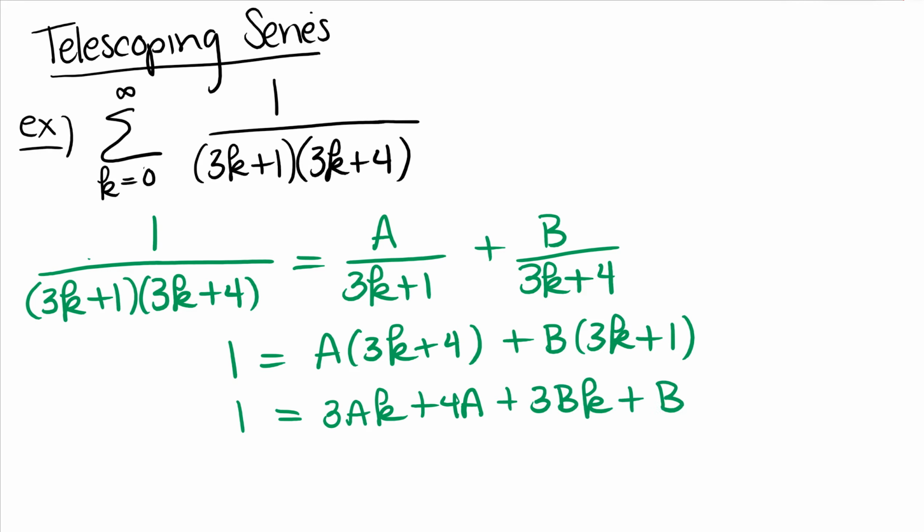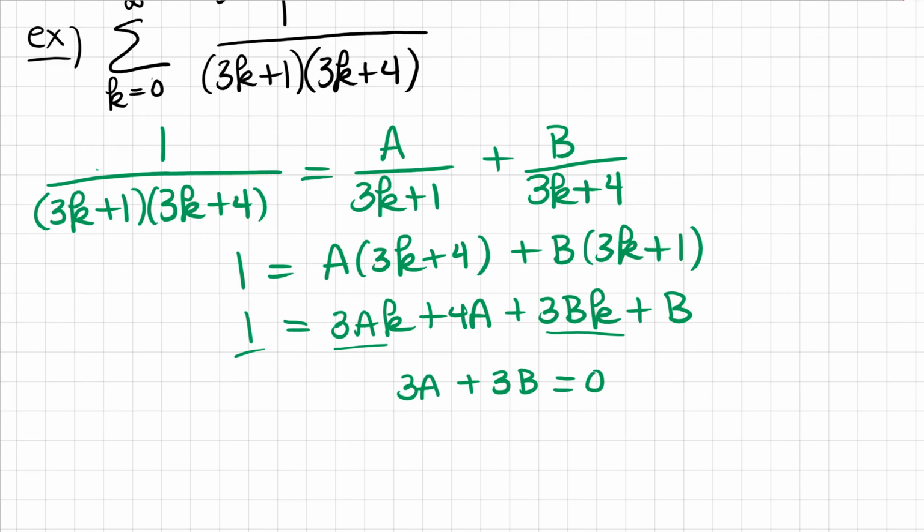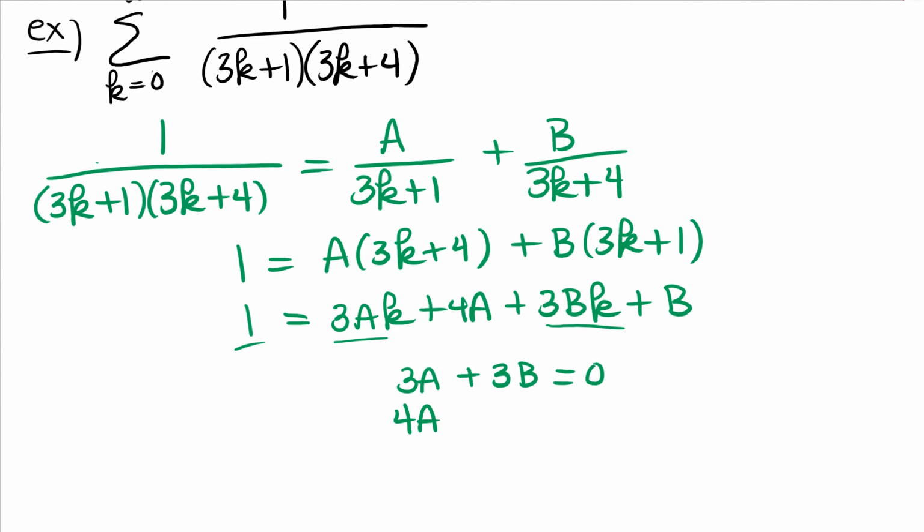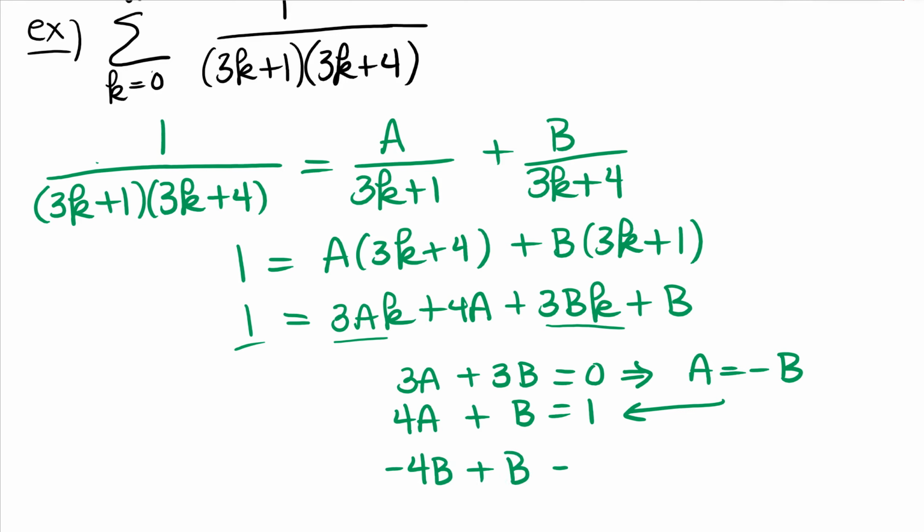Plus 3Bk plus B. And so if I add up the k's, this looks like 3A plus 3B must be 0, because I don't have any k's on that side. And then this also tells me that 4A plus B must equal 1. So if I look at this equation, that implies that A equals negative B, and then I'm going to plug that into this equation right here. So that would be negative 4B plus B equals 1. If I simplify that and solve, it looks like B equals negative 1/3, and that would mean that A is a positive 1/3.